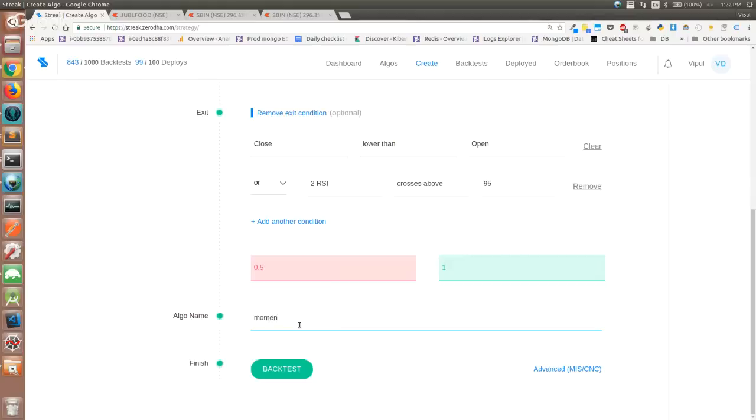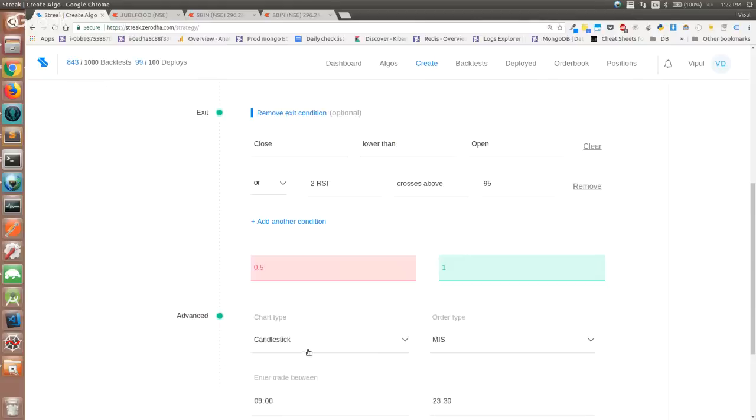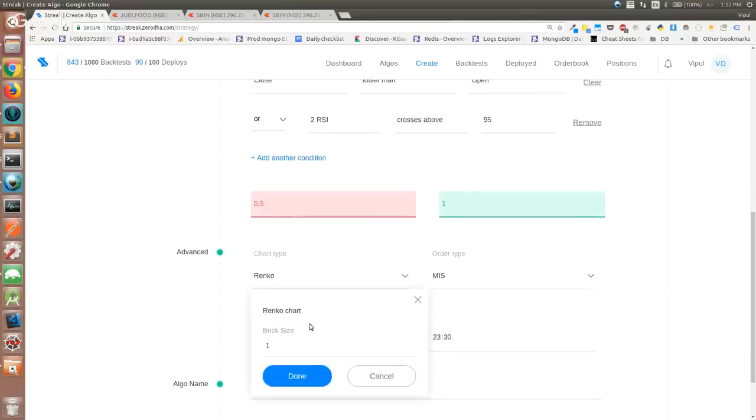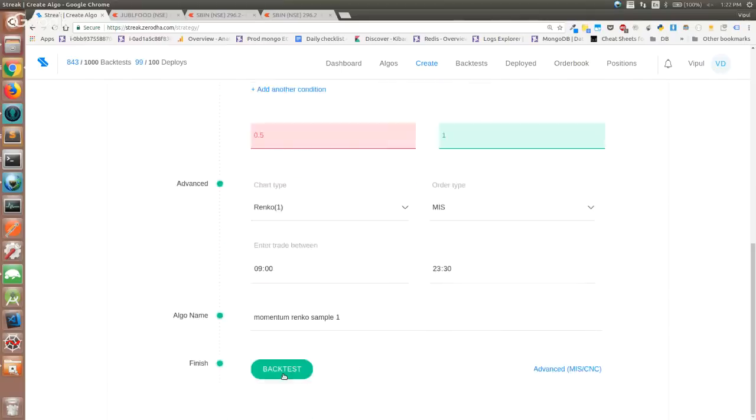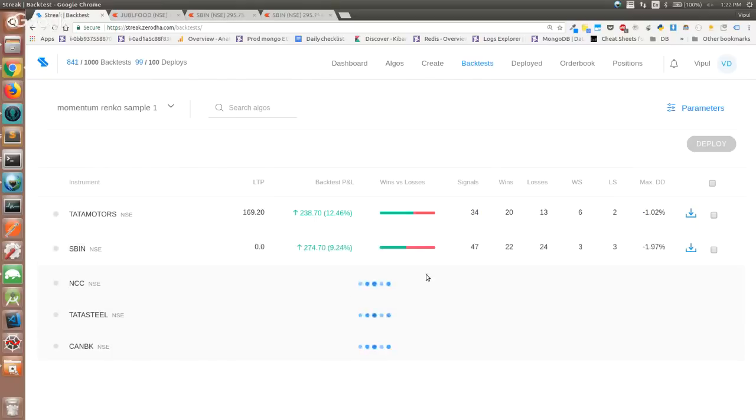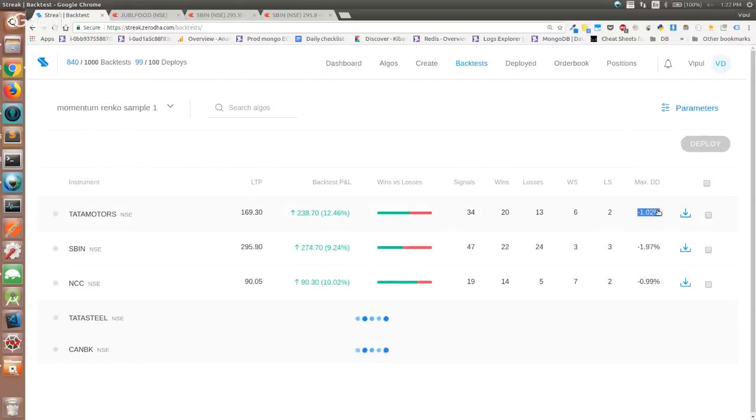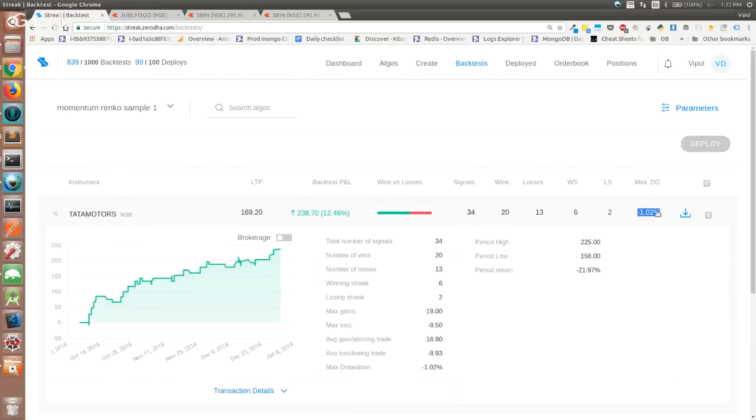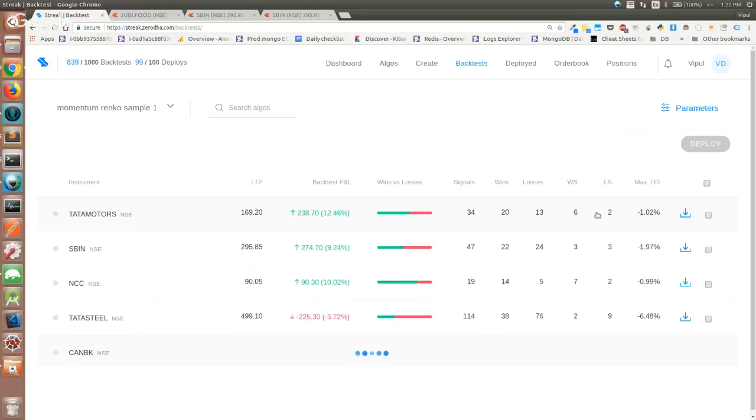So I'll just give it Momentum Renko sample 1, and I'll click on advanced. Okay, and I'll select Renko here again. Now I don't know how the results would be, because I have added one additional exit condition, but let's see. Right, so again, keep in mind, this is performing better than the simple candle pattern that we saw earlier, at least on the majority of stocks.